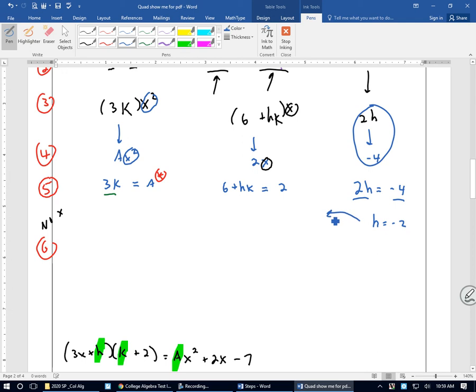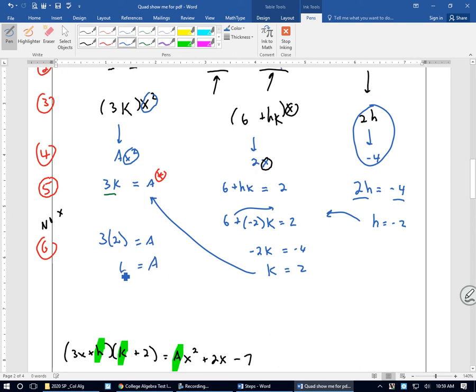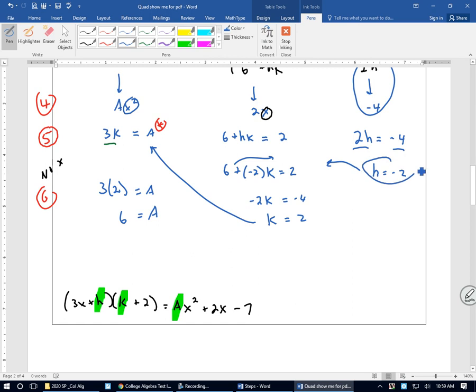Going backwards, 6 plus -2k equals +2. -2k is -4, adding a -6 to both sides. K is 2. And now if k is 2, that says 3 times 2 equals a, or a equals 6. I have solved my equations. I now know what h equals, what k equals, and what a equals.